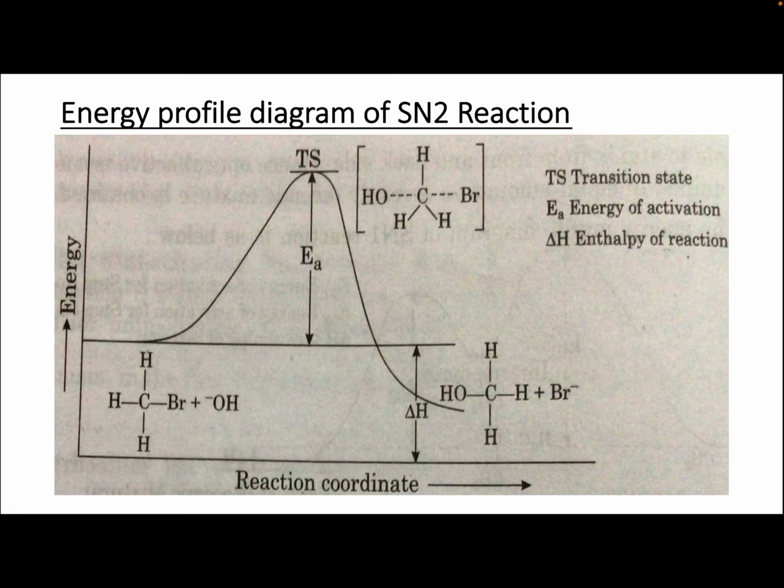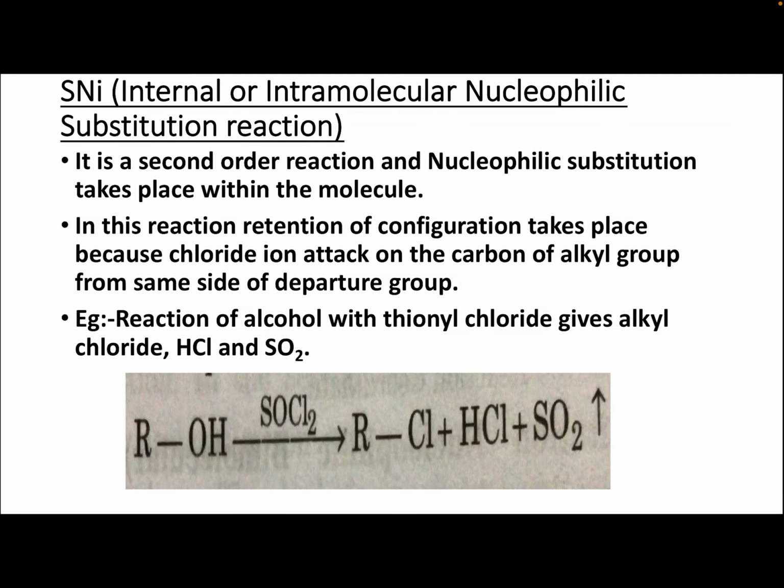Next, the energy profile diagram of the SN2 reaction. On the y-axis we are seeing energy and on the x-axis the reaction coordinate. So here you are seeing the reactants, both the reactants are involved here. Now this is the transition state. Here you are seeing Br minus is leaving and OH is attacking from the opposite side and here these are the products formed. So this is the energy profile diagram showing that the energy of the reactants is more than the energy of the products. So this is the energy profile diagram of the SN2 reaction.